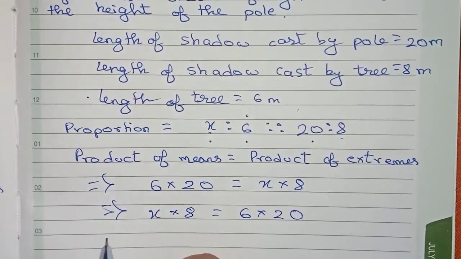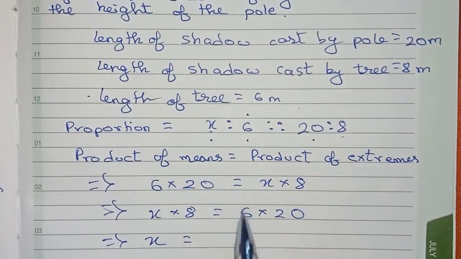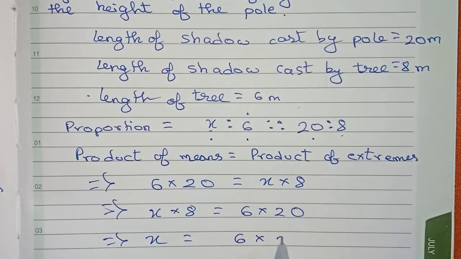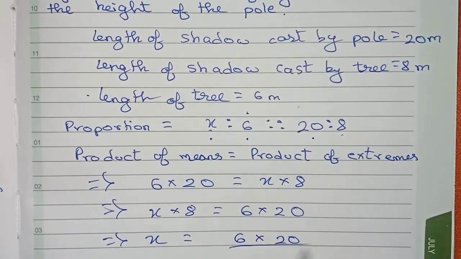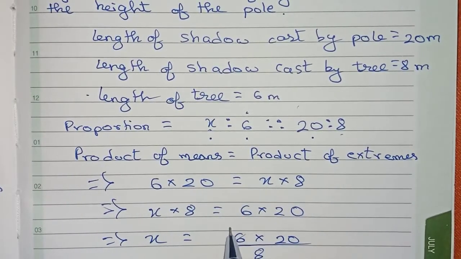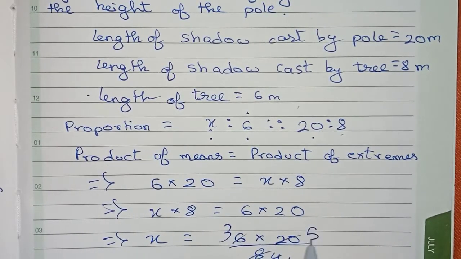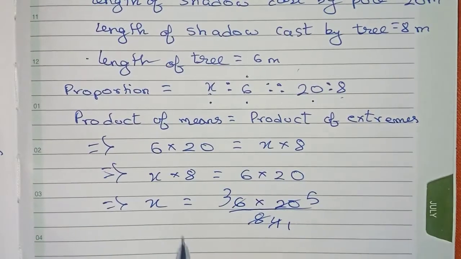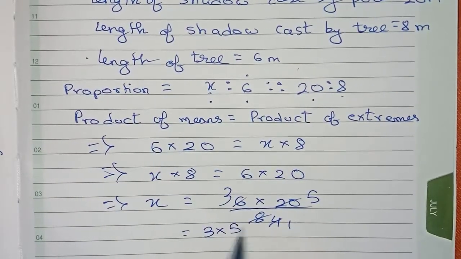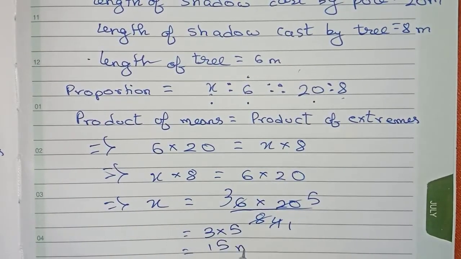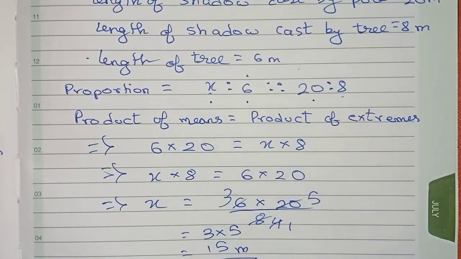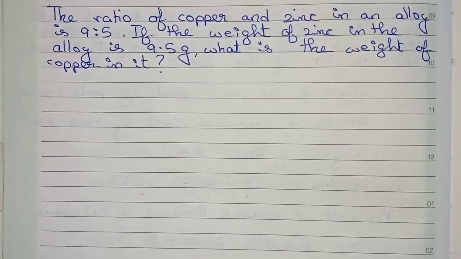Just rotate it. Now we write x equals, similarly as in the previous question, 8 will go for division. So first we cut by 2. Now 4 and 20 directly go, which will become 3 by 3 into 5. So it becomes 3 into 5, that is equal to 15 meter. So therefore 15 meter will be the final answer for this question.